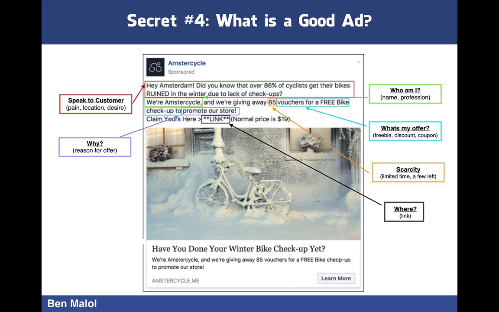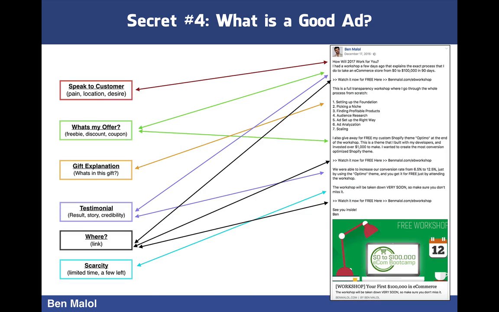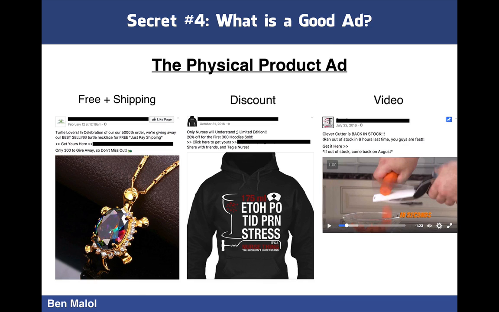Again, this is the same exact build, right? These are two completely different business models, but it's the same exact build for an ad. That's what's so amazing about it.